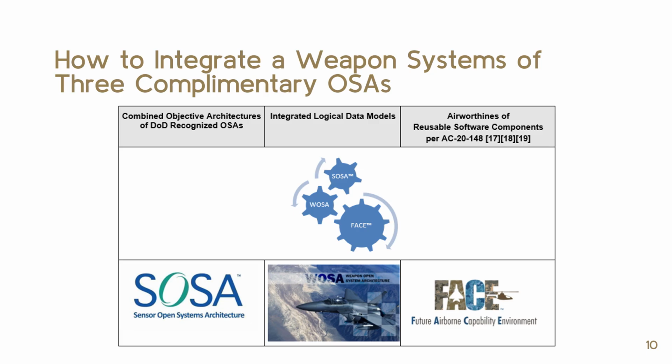So let's get to the fun stuff. How do we integrate a weapons system of three complementary OSAs? Well, we have to combine the objective architectures of the different ones. We have to integrate those logical data models so that they align. And if airworthiness is required, we have to combine the artifacts from the individual components into one. And that's typically following guidance of AC 21-48.